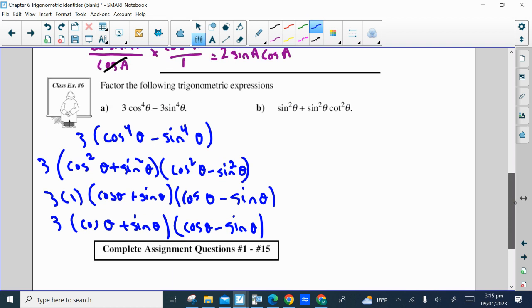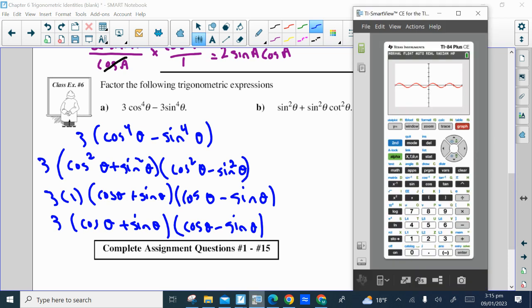And if you wanted to, you could use your graphing calculator to check those, to make sure that what we ended up with is the same as what we started with. So 3 times, and then I have to open up a bracket, 3, open up a bracket because I have to go cosine of x to the power 4. Minus 3, and I'll open up a bracket because I have to go sine of x to the power 4.